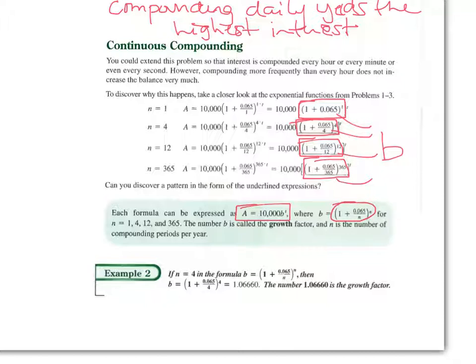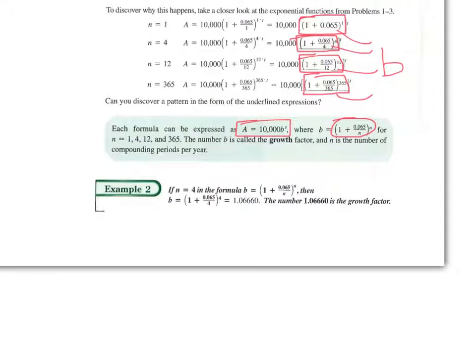We saw before that if it was compounded annually, just once a year, then our growth was just 6.5%. And then we get more and more as we compound more. If we use n equals 4 and plug that in, the 4 went here and the 4 went here, figuring out the growth factor b, we would get 1.0666. So the growth factor is 1.0666, which means our growth rate is 0.0666. In other words, we're making 6.66%.